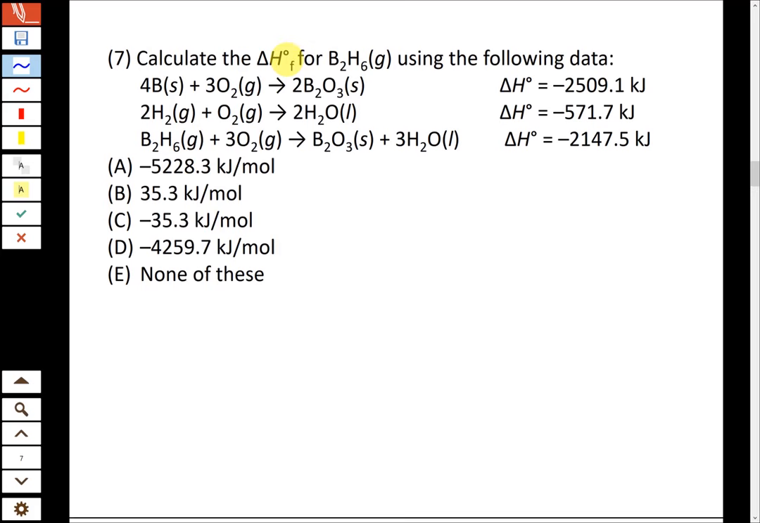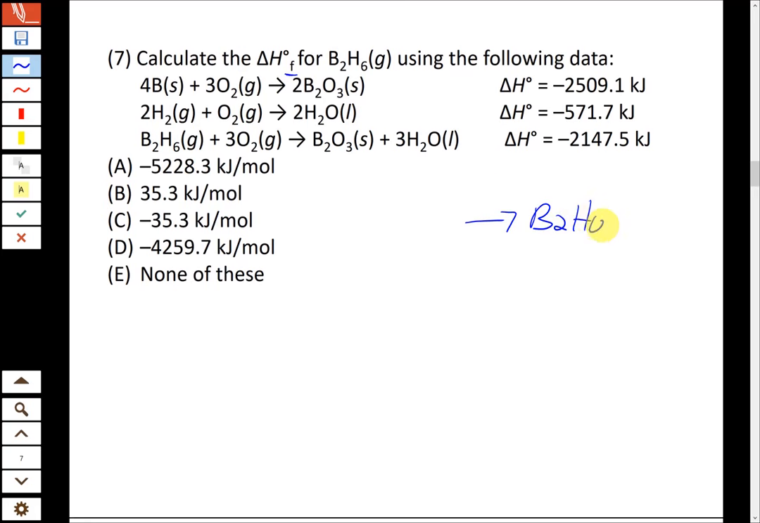And here we're not actually giving you that. We're telling you to find delta H of formation. But remember that whenever we see this little F there for formation, that refers to a specific type of chemical equation. So if they're talking about the delta H of formation for B2H6, it's going to be the enthalpy change when we form that substance from the elements in their standard states.